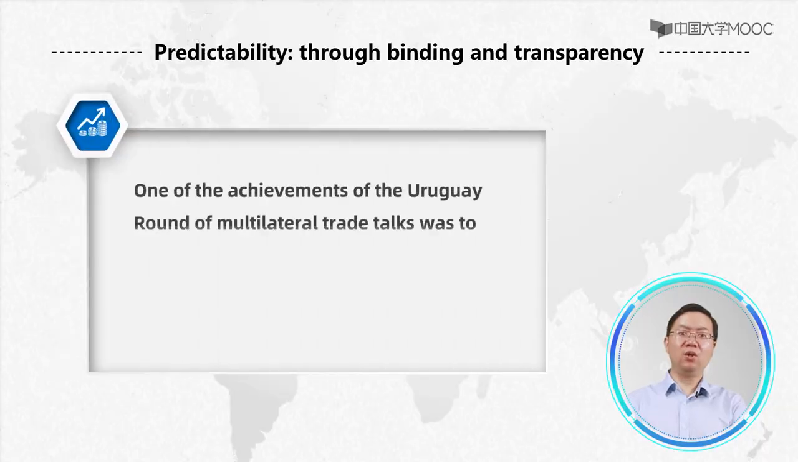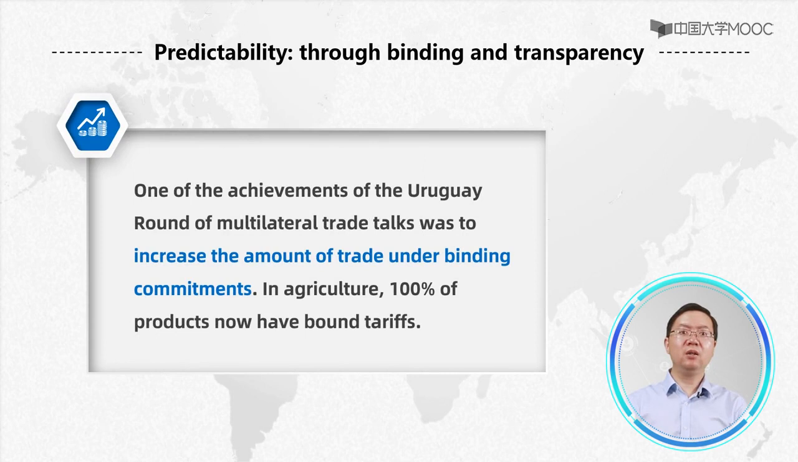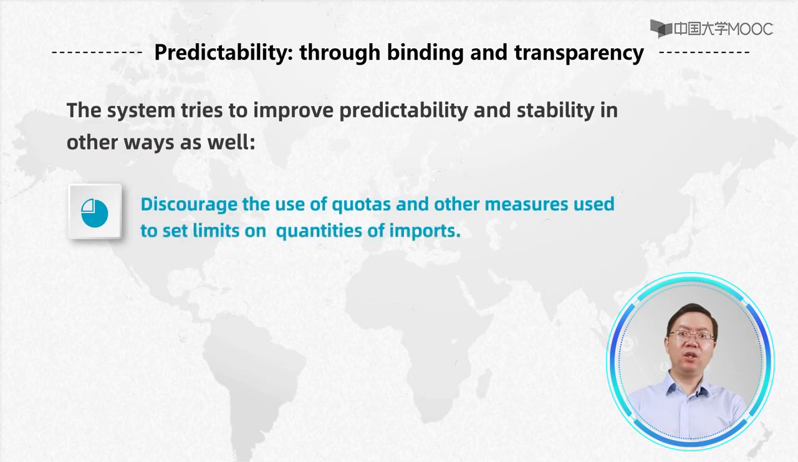loss of trade. One of the achievements of the Uruguay round of multilateral trade talks was to increase the amount of trade under binding commitments. In agriculture, 100% of products now have bound tariffs. The system tries to improve predictability and stability in other ways as well. One way is to discourage the use of quotas and other measures used to set limits on quantities of imports.